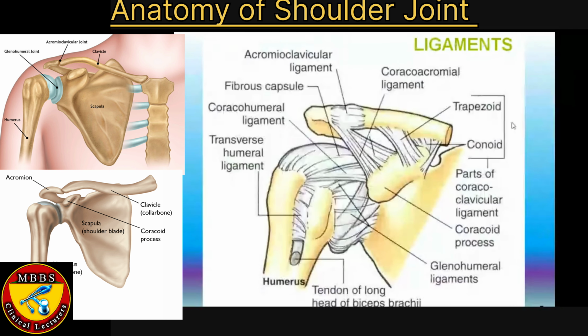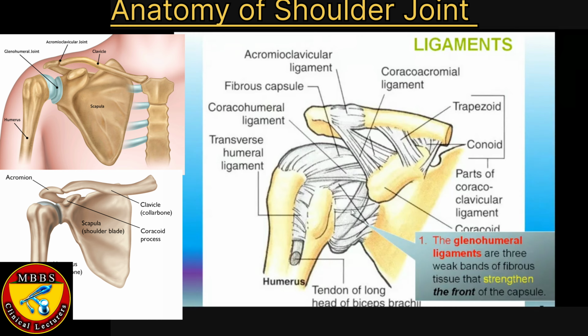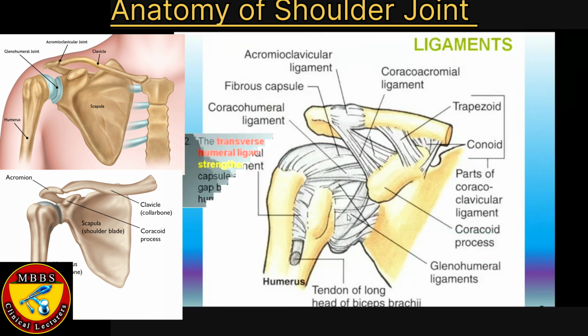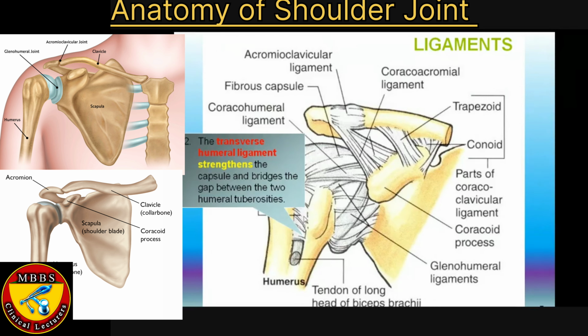Now, there are different ligaments which are present in the shoulder joint. You can see the fibrous capsule, the coracohumeral ligament, the glenohumeral ligament, and the transverse humeral ligament, which are actually helping in the movement of the shoulder joint. The first one is the glenohumeral ligament, which is three weak bands of fibrous tissue that strengthen the front of the capsule of the shoulder joint.